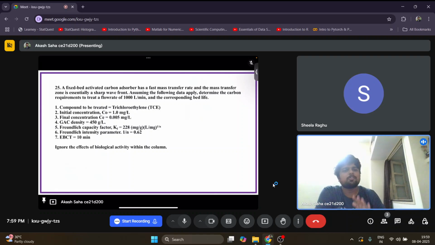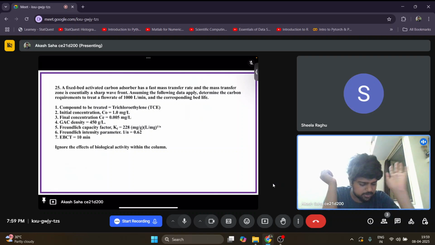Apart from that we can also calculate how much bed life there is. Suppose I am putting 100 kg of carbon, how many days will it run, what is the bed life. For that we need some time. The empty bed contact time is given as 10 minutes. All the equations are given.